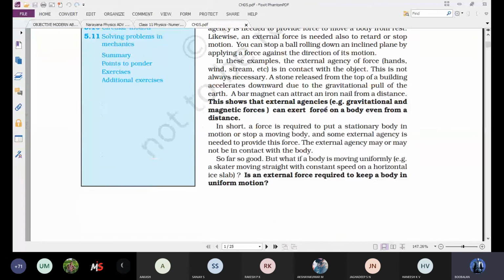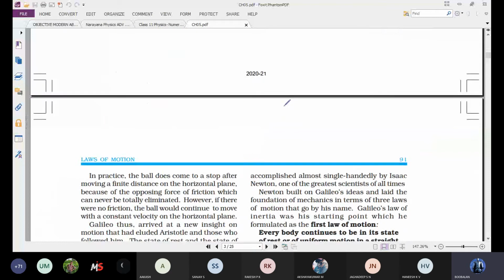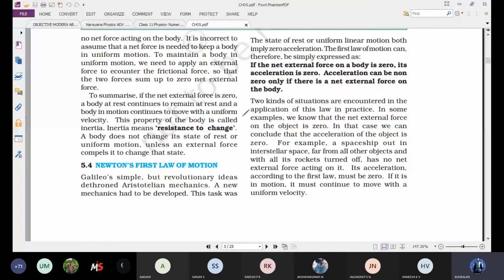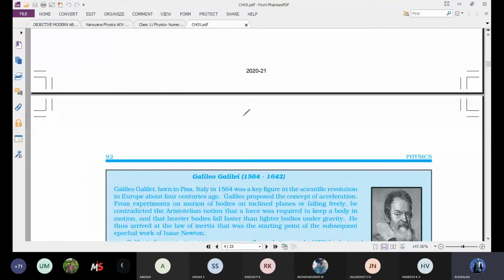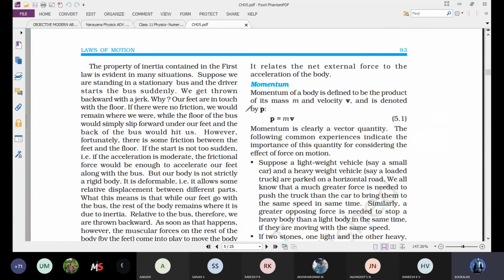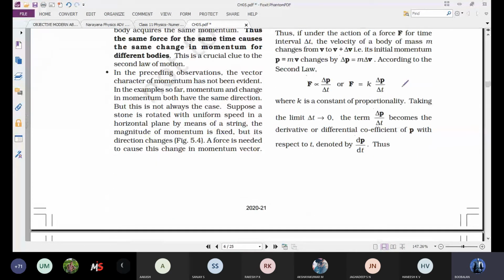Okay, in your NCERT book, the first law of motion, second law of motion, third law of motion. Newton's first law, second law, third law, with example, momentum, next the impulse, and Newton's second law of motion derivation.